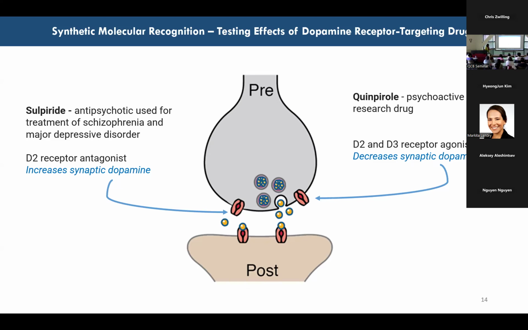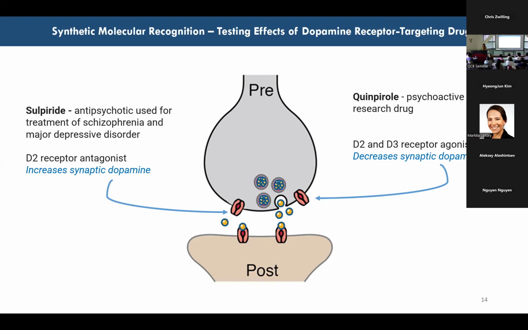So two examples of these pharmacological agents include sulpiride, which is a dopamine receptor antagonist, and quinpirole, which is a dopamine receptor agonist. And again, dopamine receptors are kind of like the ears on postsynaptic neurons, tuning the sensitivity of that neuron to being modulated by that specific neuromodulator.